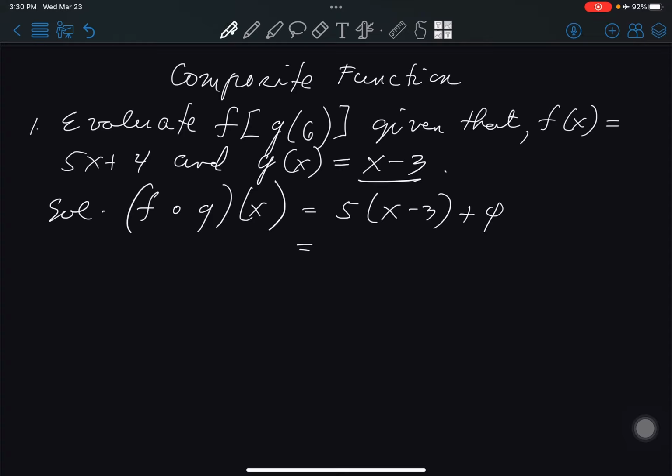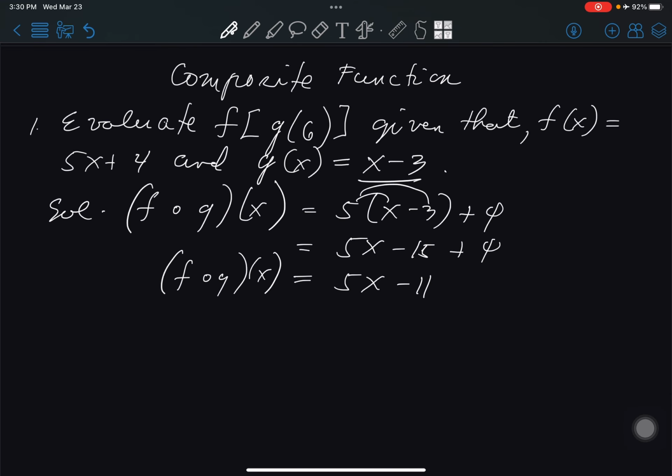So here let us just distribute. So we have 5x, then 5 times minus 3, that would become minus 15, then plus 4. So we have here 5x, then minus 15 plus 4, that would be equal to minus 11. So this is now the value of f of g of x.